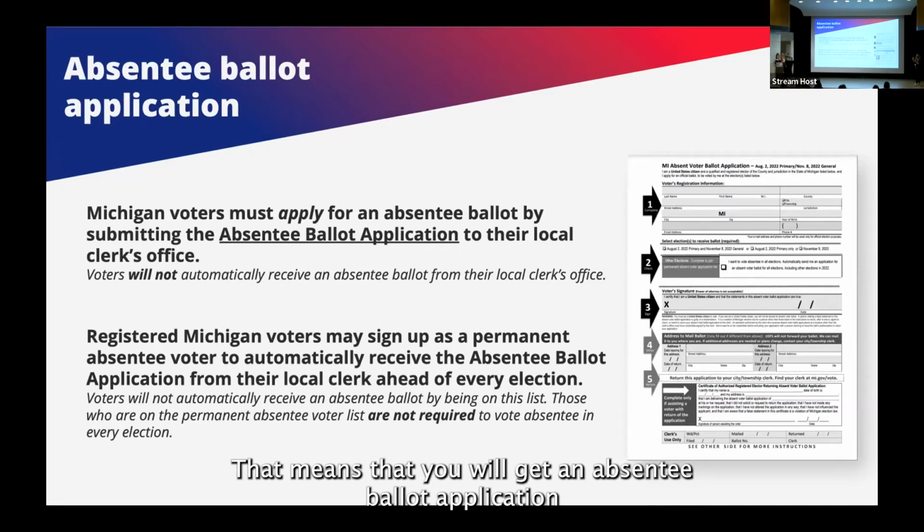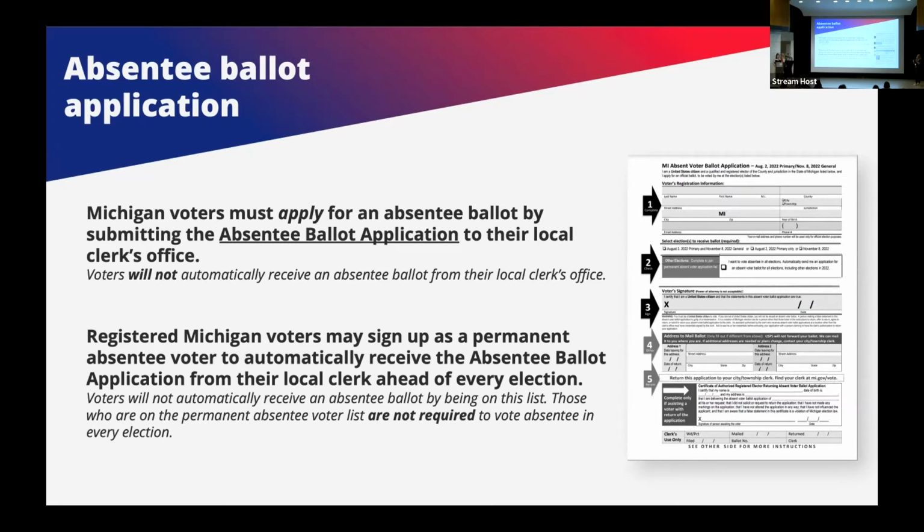That means that you will get an absentee ballot application every election going forward. So you'll have an application sent to you, you can fill it out and request your absentee ballot. That also means though, if you check that box and you receive an application, you don't have to vote absentee if you don't want to. It's just a courtesy for you to receive one every election.